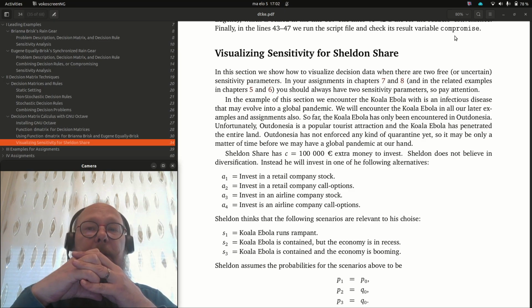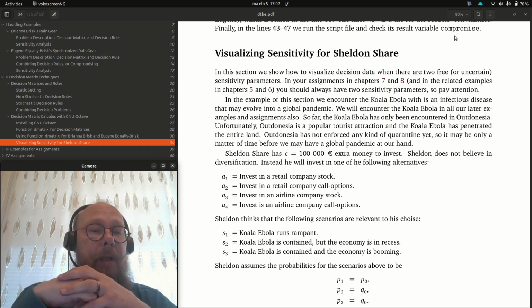In chapters 7 and 8, where your assignments are given, and the related examples in chapters 5 and 6, you always have two sensitivity parameters. So this section is about visualizing given sensitivity parameters. Pay attention, because this helps you a lot in doing your assignment if you understand what's going on here.